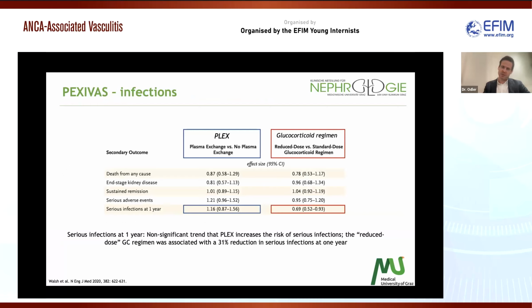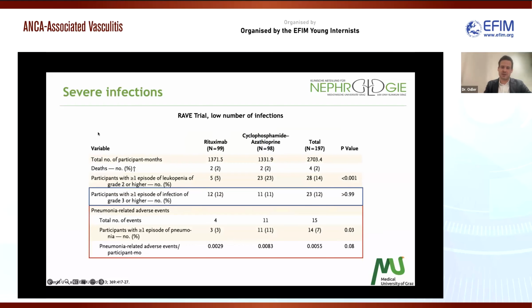So, switching to the topic of infections. Another important learning from the PEXIVAS trial was that PLEX leads to an increased incidence of severe infections in patients with ANCA-associated vasculitis. But we also learned that the reduced-dose glucocorticoid regimen was associated with more than a 30% reduction in serious infections at 1 year. I also have to mention that this difference in terms of PLEX was not significant in the PEXIVAS trial.